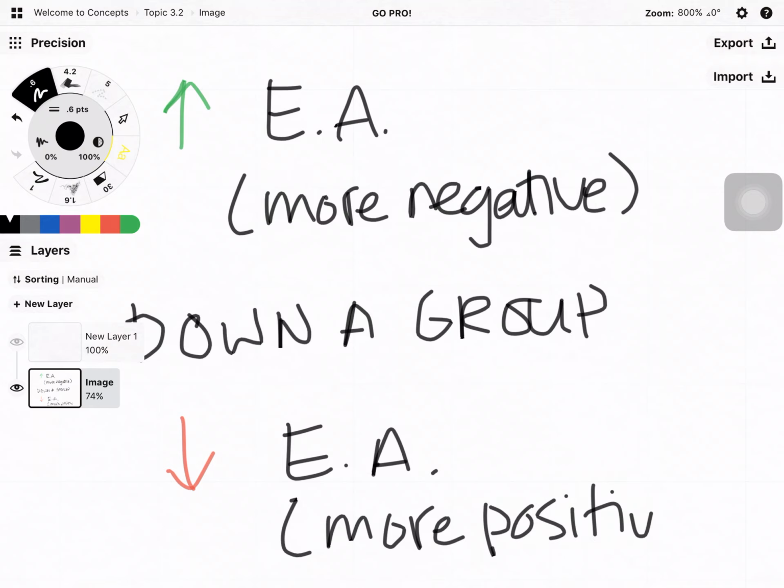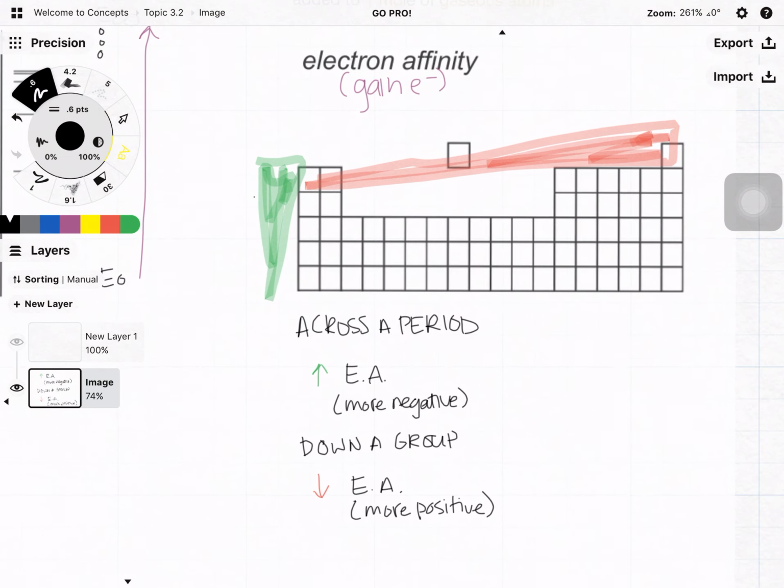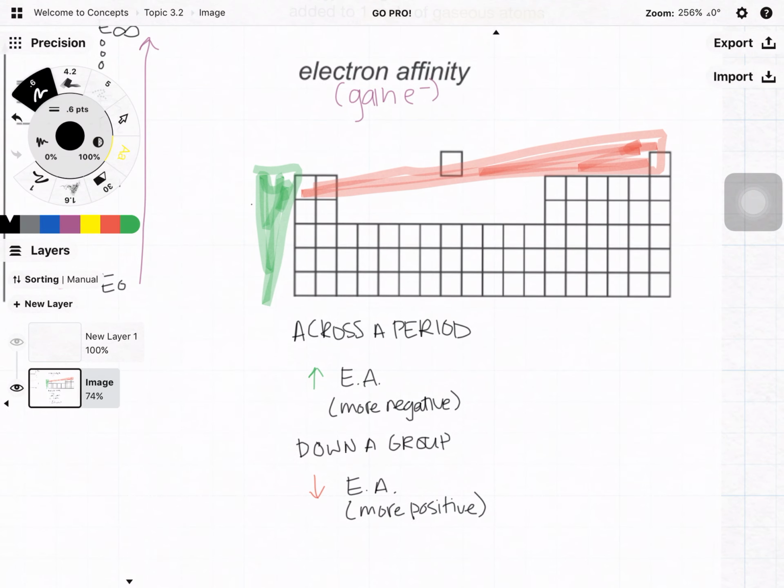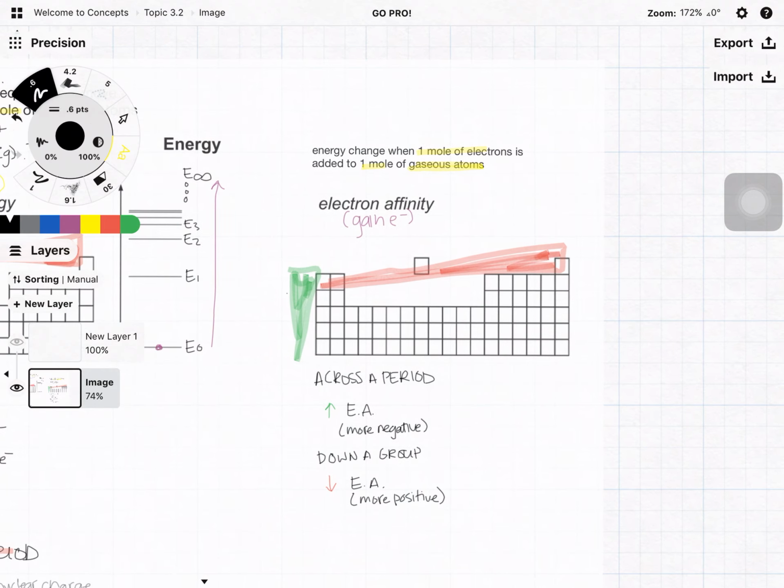Okay, you don't need to know the explanations for electron affinity. I've never seen a question on that, but you do need to know what happens across a period, what happens down a group generally, and the definition.